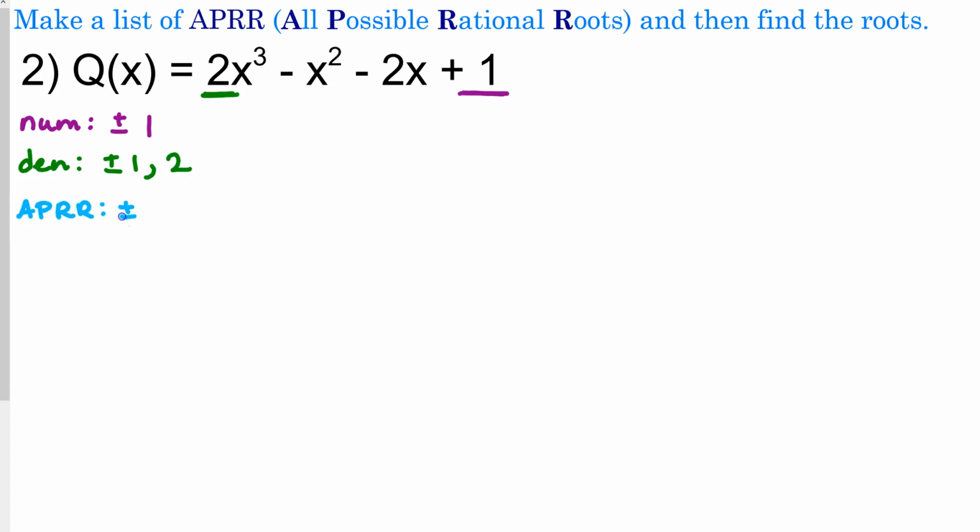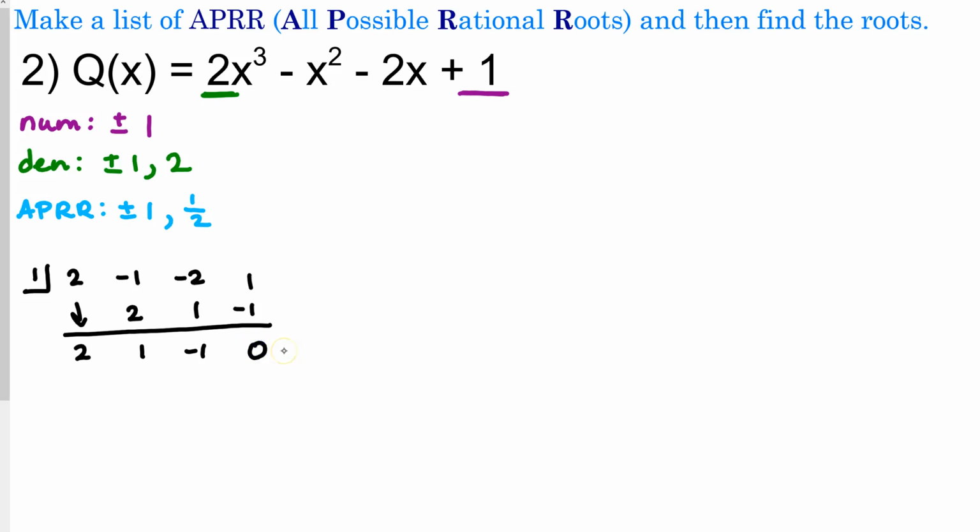Plus or minus all of the numerators divided by 1, so just 1 over 1, and plus or minus all of the numerators divided by 2, so 1 over 2. So we have 4 numbers in this list. So let's go ahead now and start trying them to find roots. Let's try 1. We have the coefficients from the polynomial. We can do synthetic division. Bring down the 2, multiply, add, multiply, add, multiply, add. Right off the bat, we get a remainder of 0. So x equals 1 is a root.